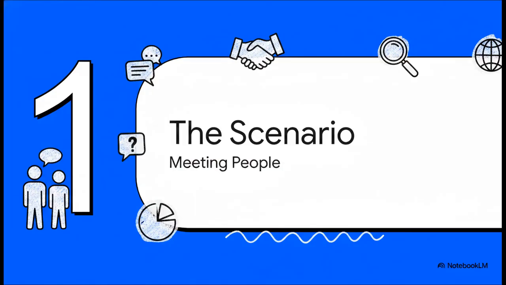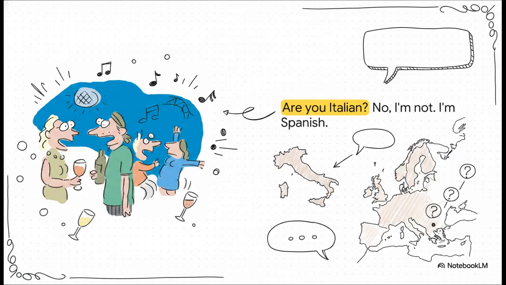All right, section 1, the scenario. Meeting people. Now, grammar is only really useful if you can actually use it out in the real world, right? So let's ground everything we're learning today in a situation we can all relate to. Meeting new people and finding out basic facts about them. Picture a few people mingling at a party. When you meet someone new, what's one of the first things you might ask? Where they're from. Notice the dialogue here.